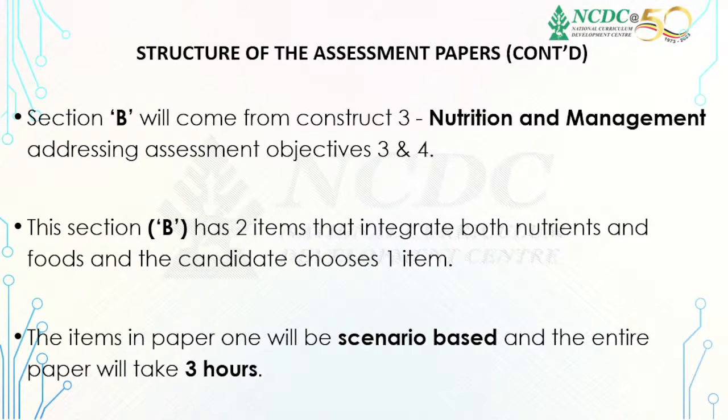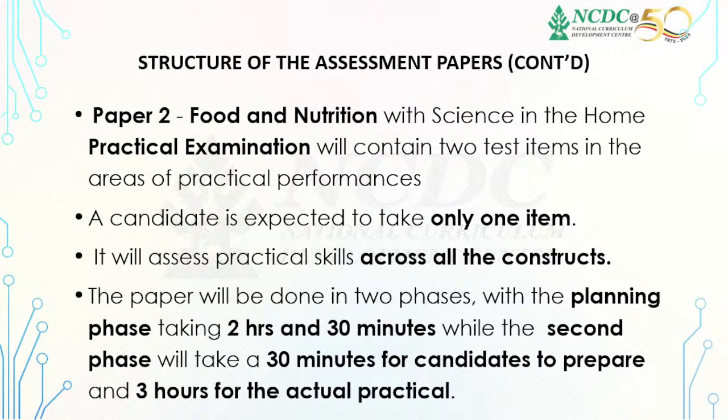But of course, definitely we have the meal preparation, which is under construct 3. So a candidate is expected to take only 1 item. They will have a choice, but this time round, the choice is not as broad as it has been in the old curriculum, where we would have 5 items and the candidate would choose 1. In this case, we will have 2 items and the candidate would choose 1.